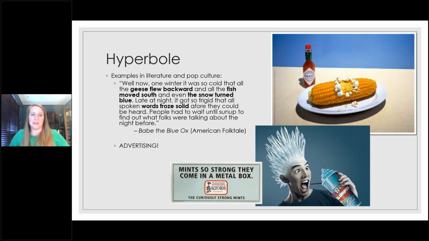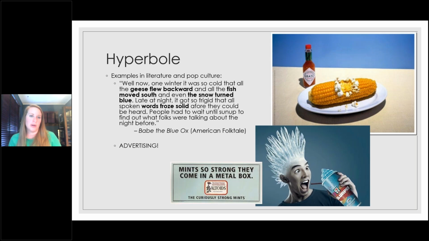Late at night, it got so frigid that all the spoken words froze solid afore they could be heard. People had to wait until sunup to find out what folks were talking about the night before. This is a lot of exaggeration, and it also makes for really great storytelling, right? We're supposed to believe that it was so cold that geese flew backward, which I've never seen before, but again, it's over the top to kind of get the point across.